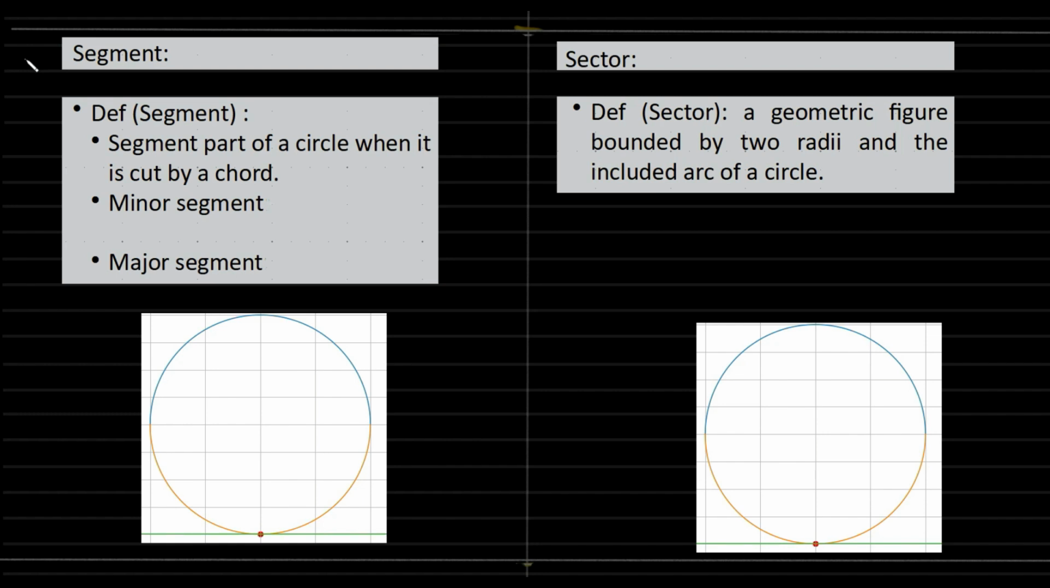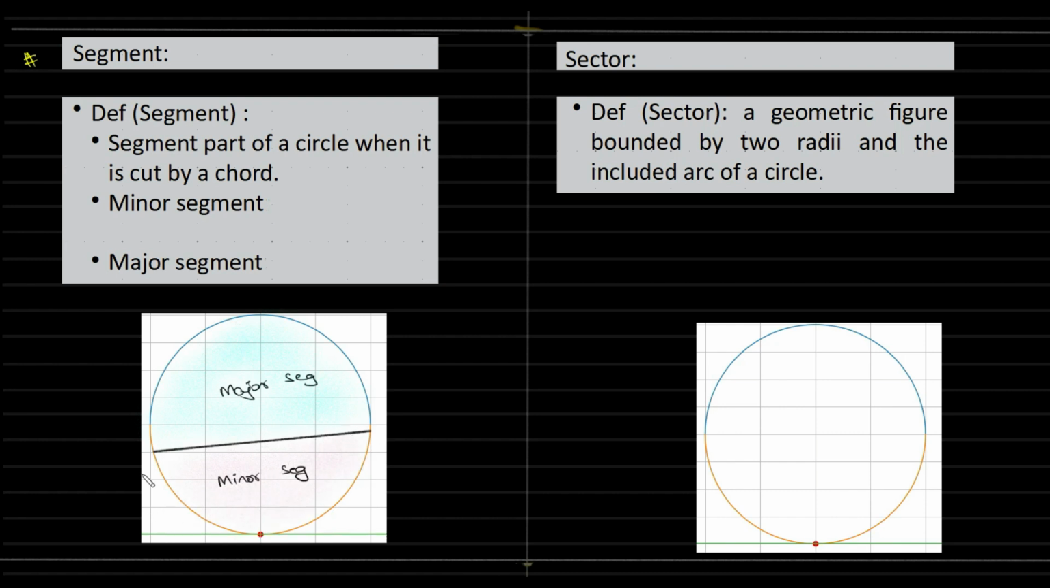Next is a segment. Segment is nothing but part of the circle, obviously. But what part of the circle? I'll show it to you guys. Say I dropped a chord, something like this. It divides the circle into segments. That's your minor segment, and this is your major segment. So what exactly is segment? This space is your segment. This is your major segment, and this is your minor segment.